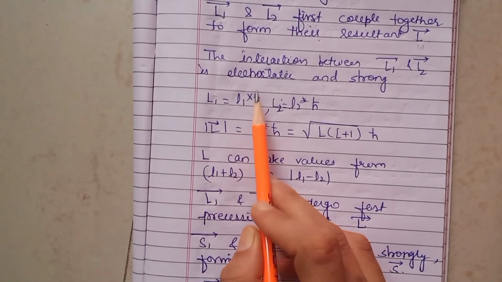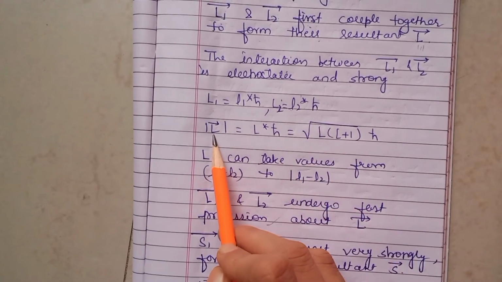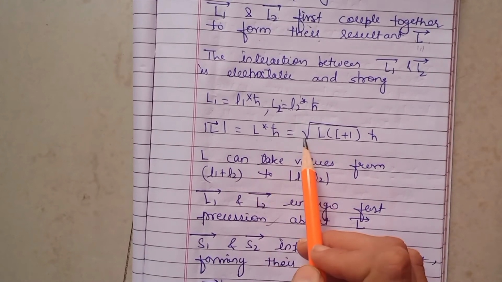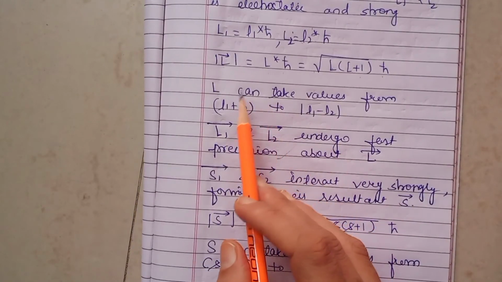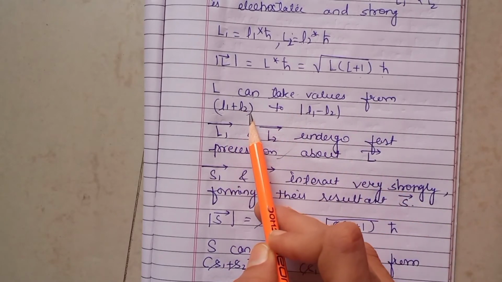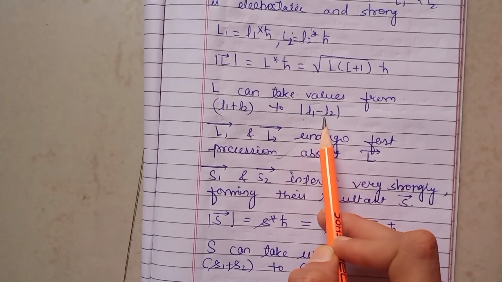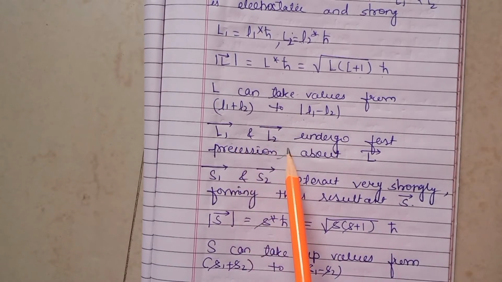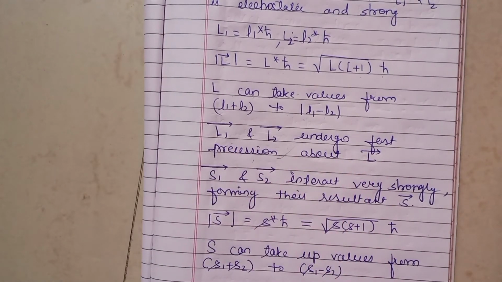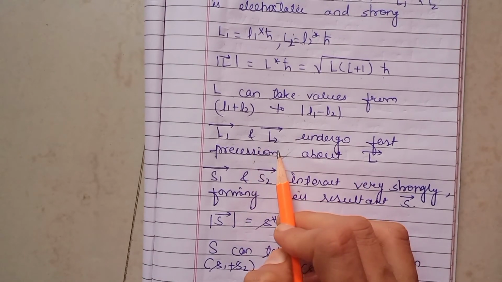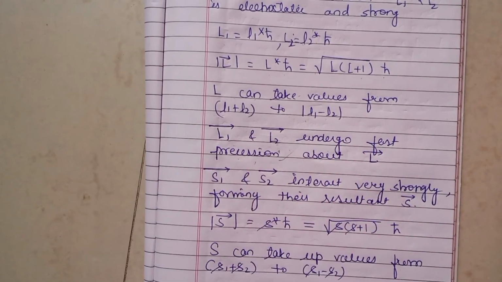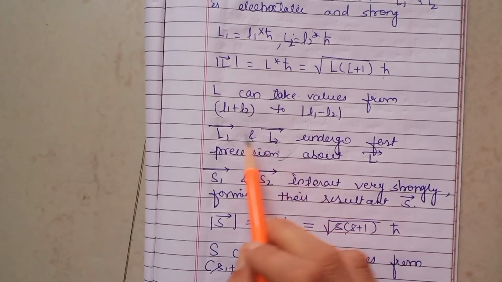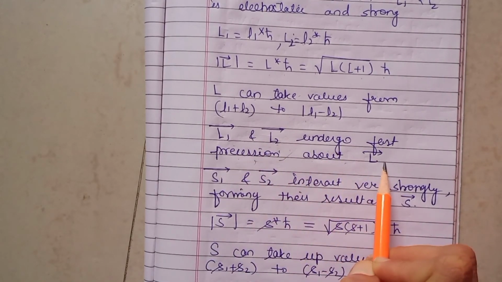Now here L1 is l1 star h cross, L2 is l2 star h cross. Magnitude of vector L is given by l star h cross, that is under root of l into l plus 1 times h cross. We have seen all these formulas in the earlier class also. Now here this L can take values from l1 plus l2 to magnitude of l1 minus l2. Now here L1 and L2 undergo fast precession because the orbit-orbit interaction is strong in case of LS coupling. The stronger the interaction, the faster the precession will be. So L1 and L2 undergo fast precession about vector L.